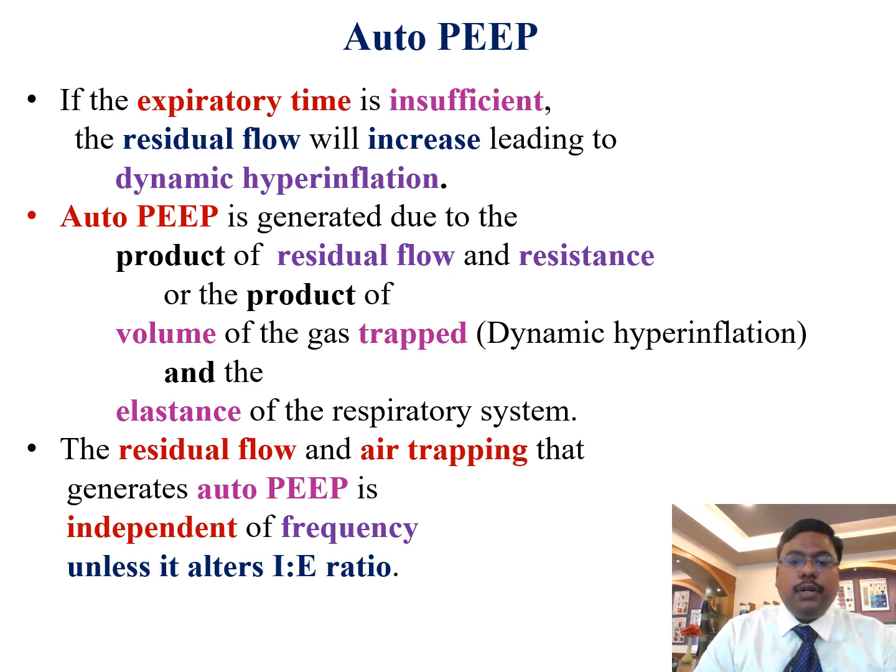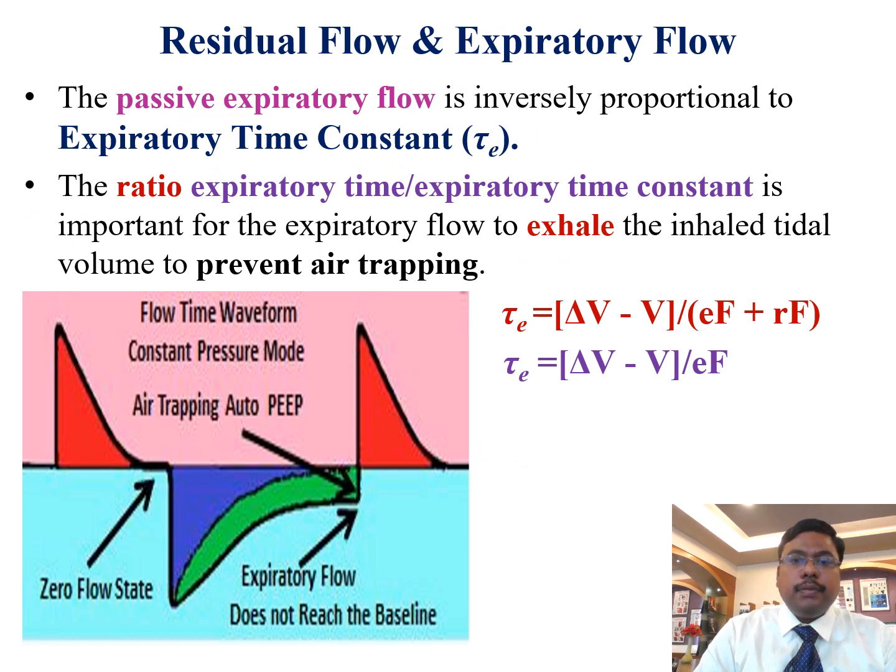The residual flow and air trapping that generates auto PEEP is independent of frequency unless it alters the inspiratory-expiratory ratio, residual flow and expiratory flow. The passive expiratory flow is inversely proportional to the expiratory time constant. The ratio of expiratory time and expiratory time constant is important for the expiratory flow to exhale the inhaled tidal volume to prevent trapping. So in the previous slides we showed you 5 time constants. A ratio of 5 is required for complete exhalation.